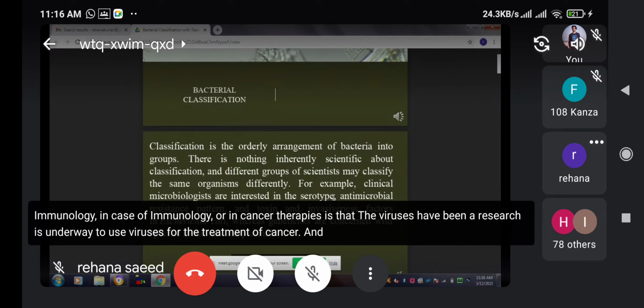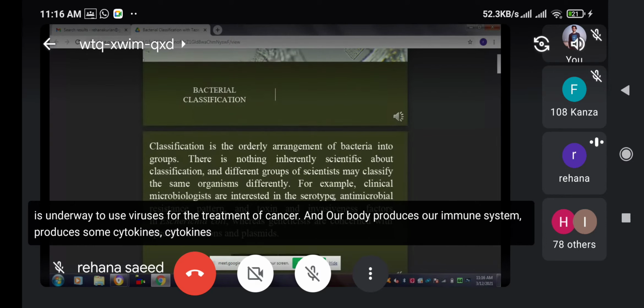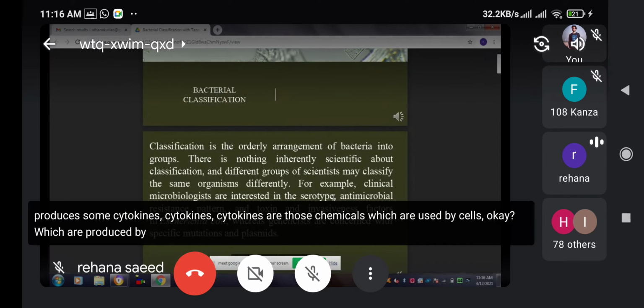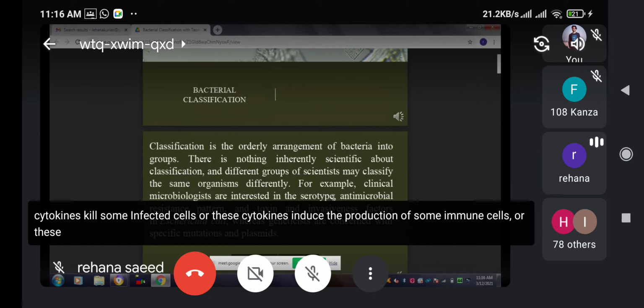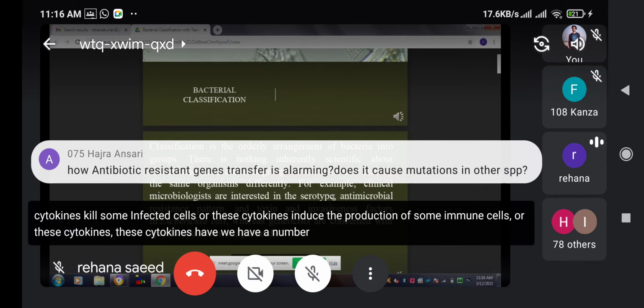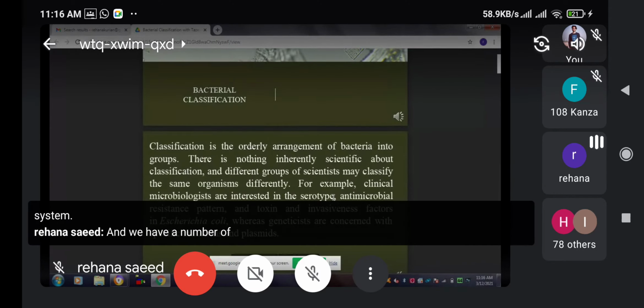And our immune system produces some cytokines. Cytokines are those chemicals which are produced by our immune cells and which act upon our body cells. Either these cytokines kill some infected cells, or these cytokines induce the production of some immune cells. We have a number of cytokines produced by our immune system, and they have a number of functions also, but their production is not in our control.